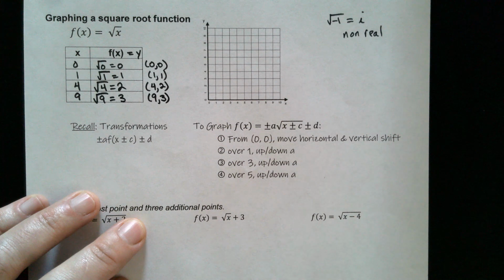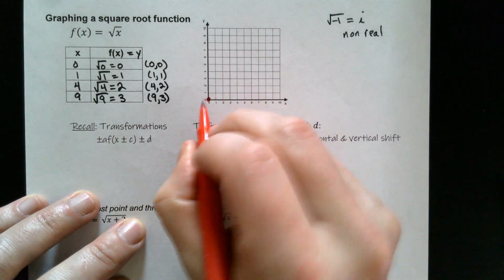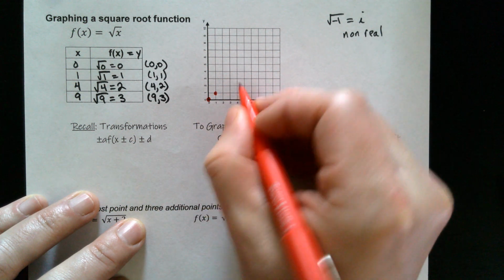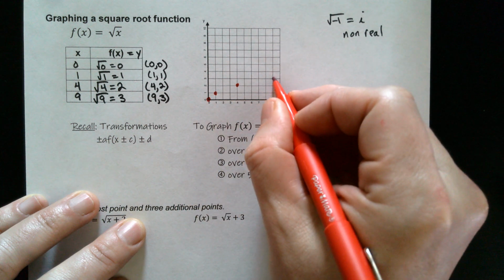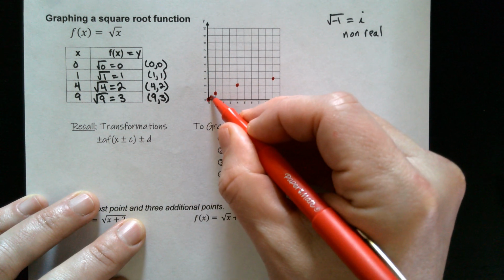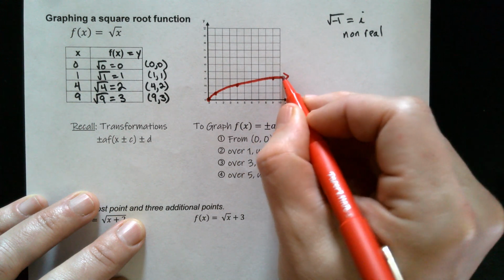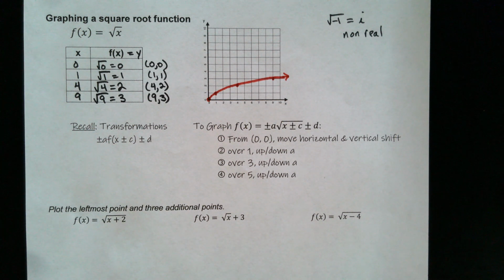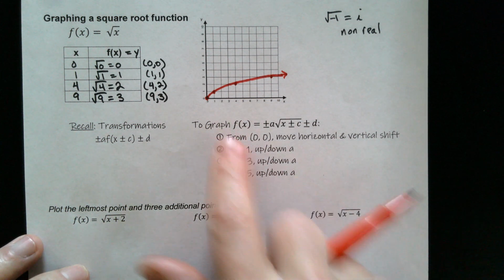Now let's plot these points. 0, 0 is right here. 1, 1 is here. 4, 2, so it's 4 on the x, 2 on the y, that's here. And then 9, 3 is here. So we can connect those dots and we get an idea of what a square root function looks like. It could be basically like that. Now it can be shifted around, up, down, left, right. It can even be reflected in some ways. But we're going to learn how to graph these using this little trick here.